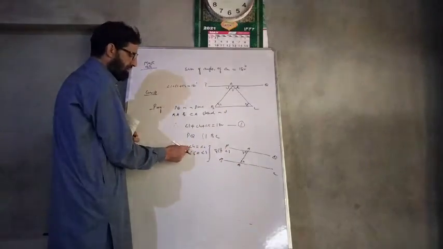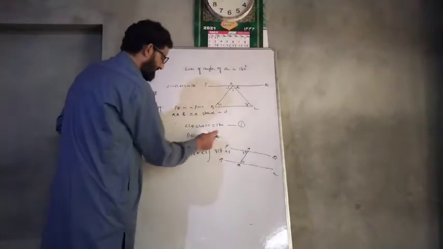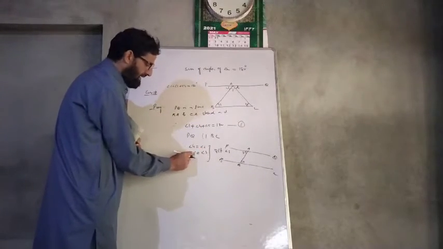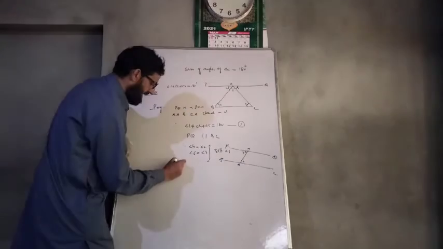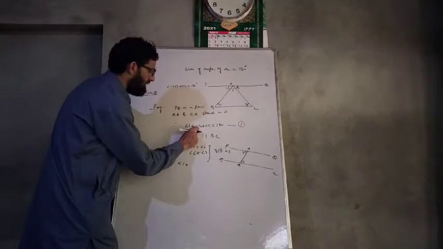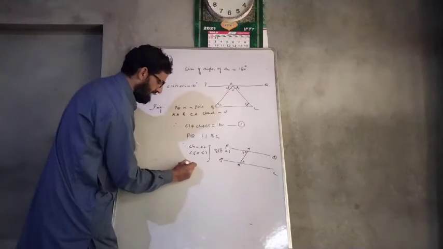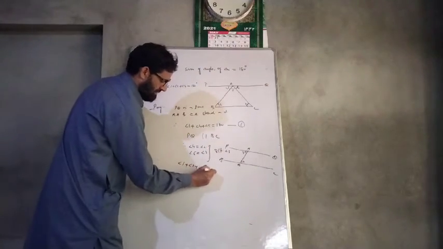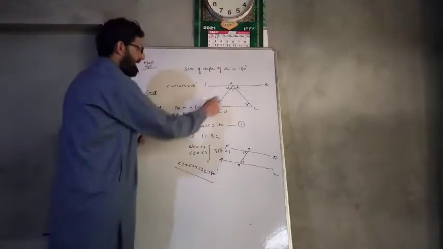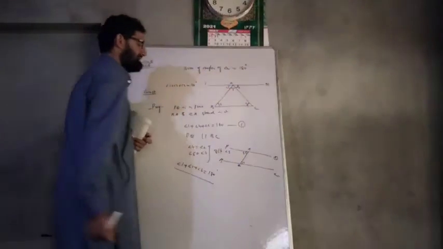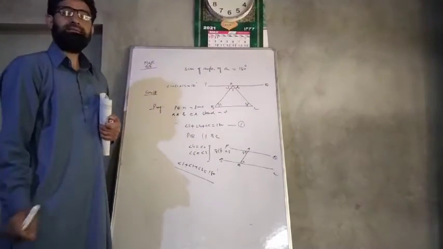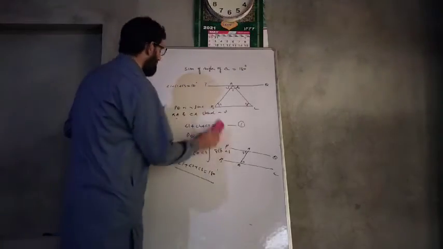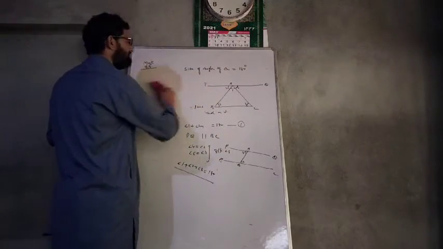Now, putting the values back in equation first, angle 4 is equal to angle 2, and angle 5 is equal to angle 3. So instead of angle 4, we write angle 2, and instead of angle 5, we write angle 3. So angle 1 plus angle 2 plus angle 3 is equal to 180, or the sum of angles of a triangle is equivalent to 180. This we proved in our last class.